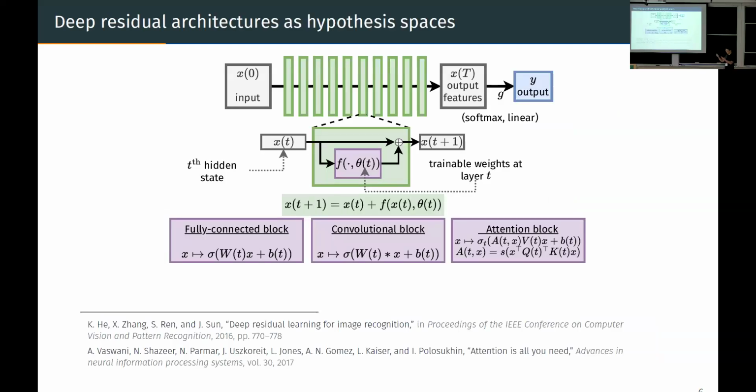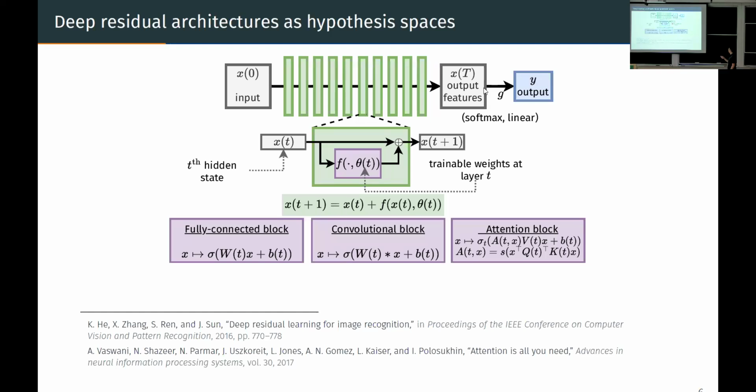To learn this relationship between X and Y, input and output, we have to use some hypothesis space. And I'm going to focus on this very, very successful family of hypothesis spaces called deep residual architectures. So here's what's happening. You take an input, and you pass it through many, many so-called residual layers, and you get some output features, and then you can apply a simple classification or regression at the end to form your network. So this is basically the template architecture.